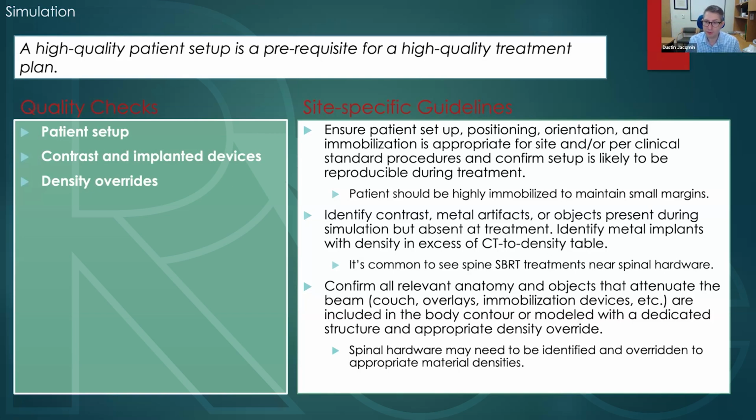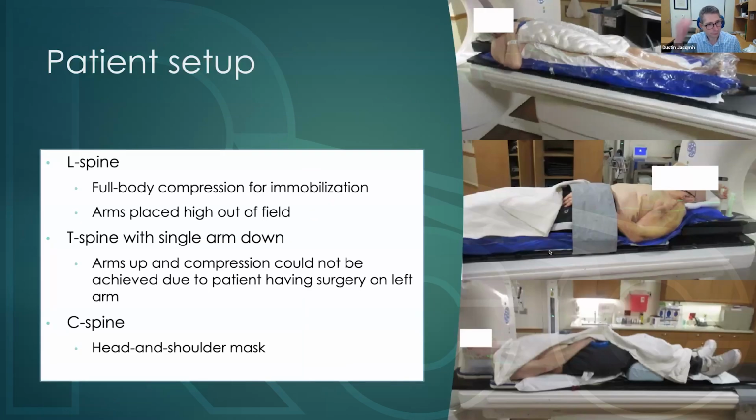And in the event that it is in the field, it's good to identify what kind of materials are there and override the density of those materials if appropriate. Here's an example of 3 patient setups for spine.